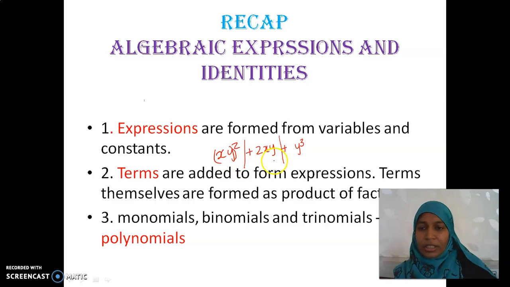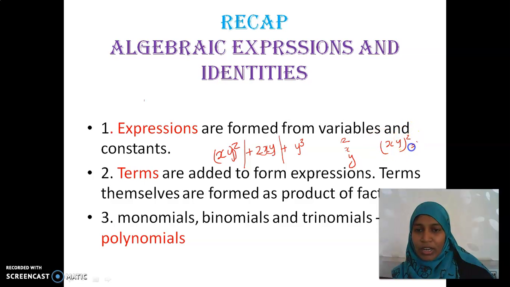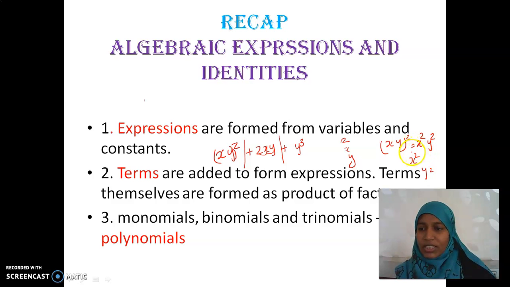Each and every term is a product of factors. In the middle term, we have 3 factors: 2, x and y. All these are the factors of the middle term. What about the first term? (xy) the whole squared is nothing but x squared, y squared. So what are the factors? x squared and y squared. These two are the factors of the first term.